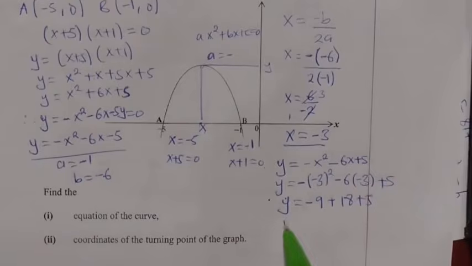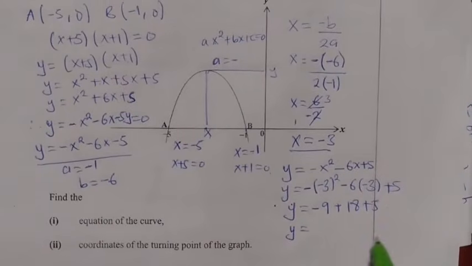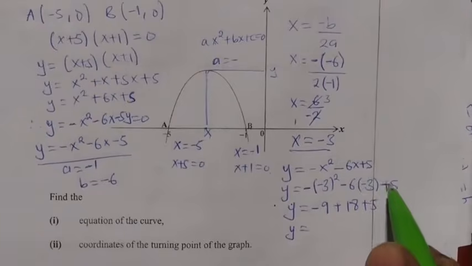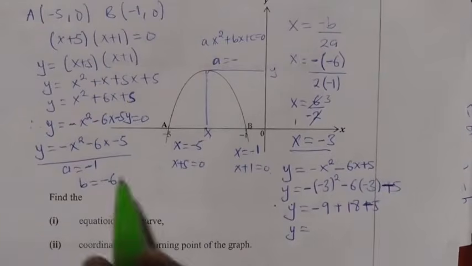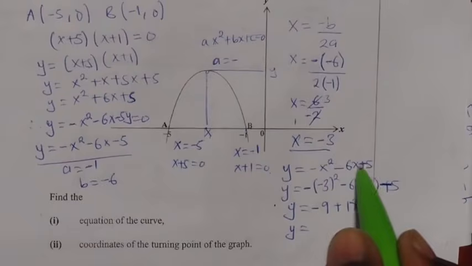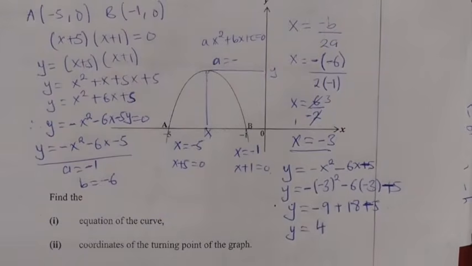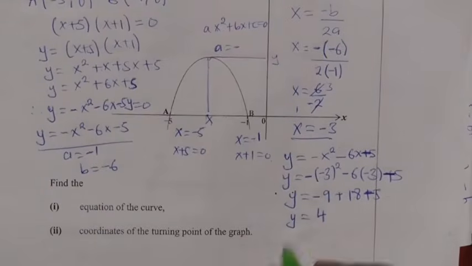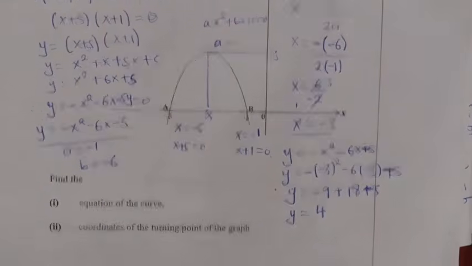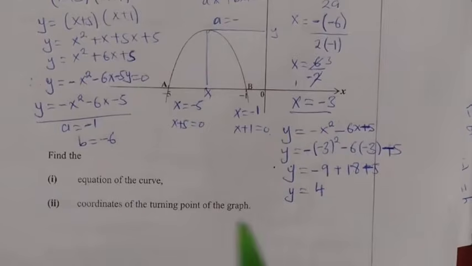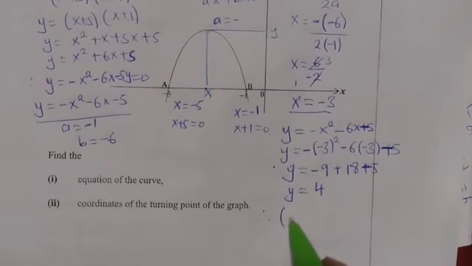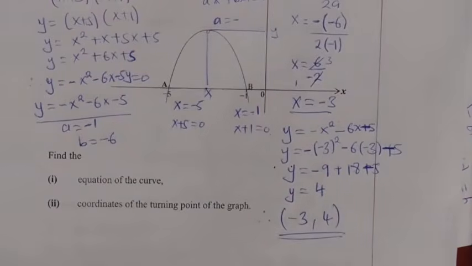Here there is a mistake. This is supposed to be a minus 5, because here there is a minus. So take note: negative 9 plus 18 minus 5. Negative 9 plus 18 is 9. 9 minus 5 is 4. So this is what we are going to get. Remember, it's the coordinates of the turning point. Therefore, the x value was -3 and the y value is 4. So this is our answer.